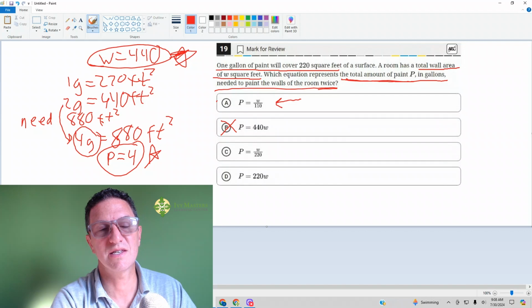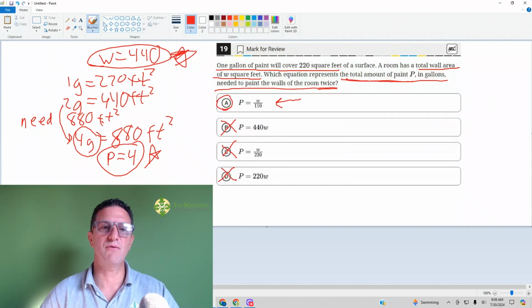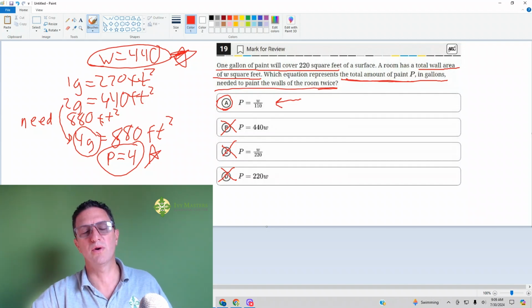Answer choice C, 440 over 220 is going to give me 2, but I'm looking for 4. My P should equal 4. And then answer choice D, I get 220 times 440. And again, I get a gigantic number. I need my P to be 4. Correct answer is A, because you get 4 when you plug your W equals 440 in there.